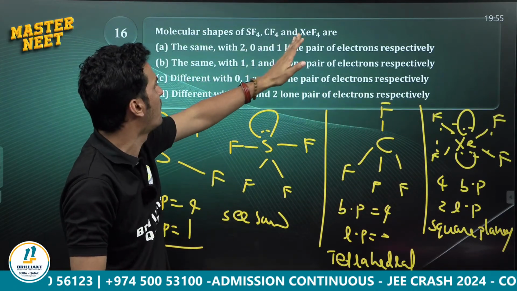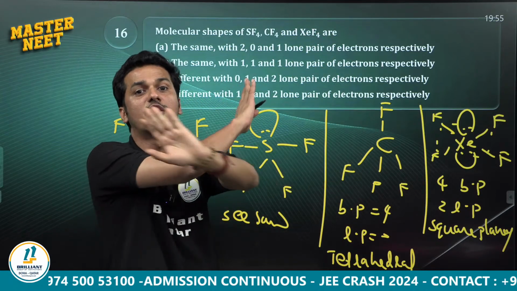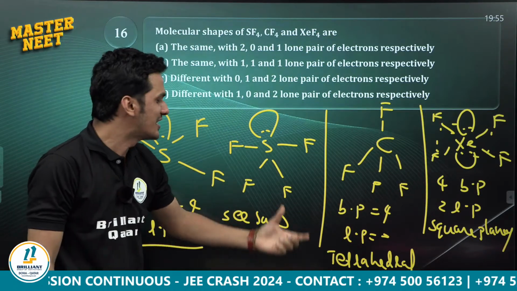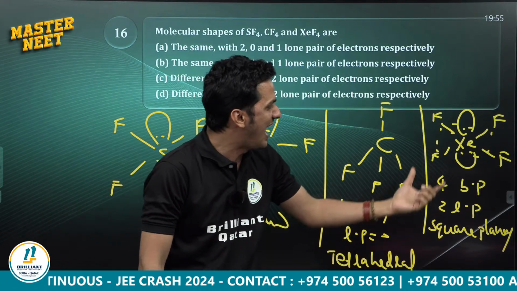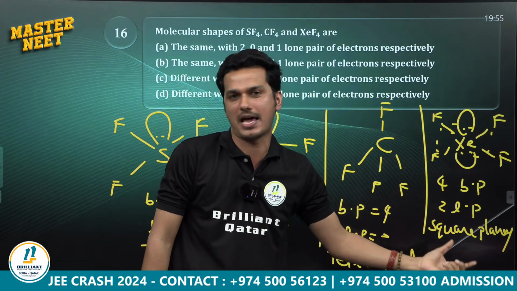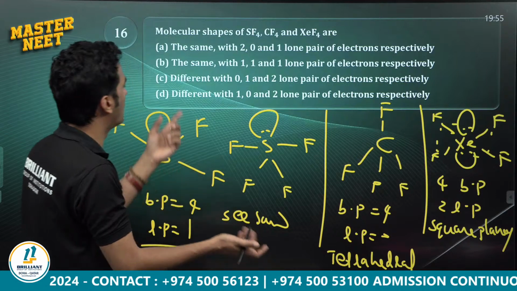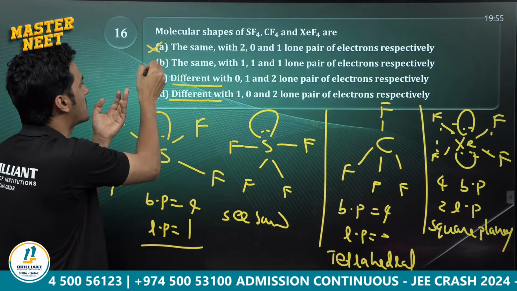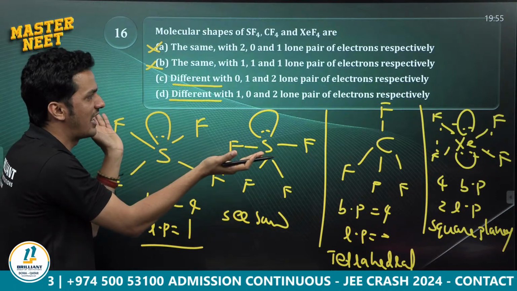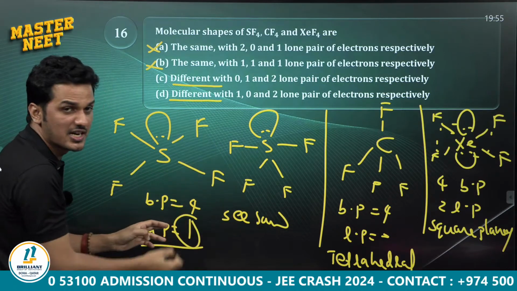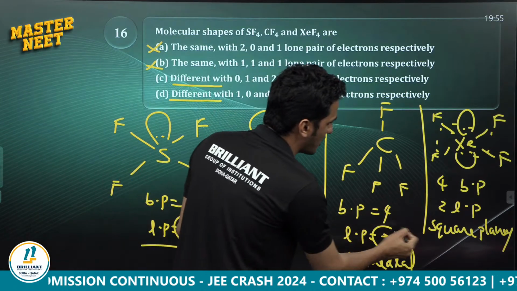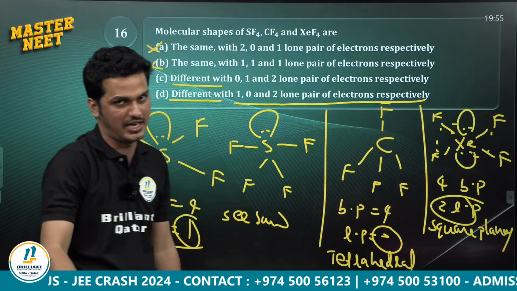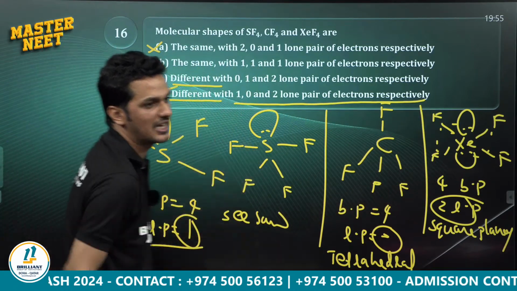So what's the thing? Molecular shapes of SF4, CF4 and XeF4 are not the same. SF4 is seesaw, CF4 is tetrahedral and XeF4 is square planar. So they are not the same, they are different. 2 options are there, these 2 options are wrong. Same is wrong, different. Here how many lone pairs are there? 1. Here how many? 0. Here 2. So 1, 0, 2 lone pairs respectively. Don't miss it. Option D is the correct one.